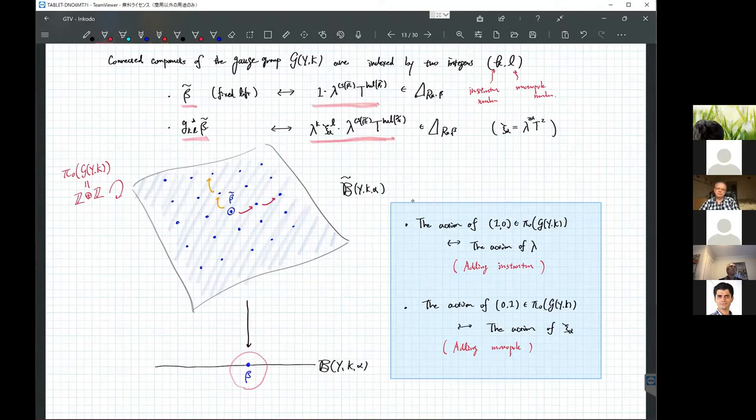And the action of the (1, 0) component, so K is one and L is zero, of the gauge group corresponds to the action of lambda in our local coefficient system. This operation is called adding an instanton. And the action of (0, 1), so K is zero and L is one, corresponds to the action of psi alpha, and this is called adding a monopole. So this is the geometric meaning of the local coefficient.